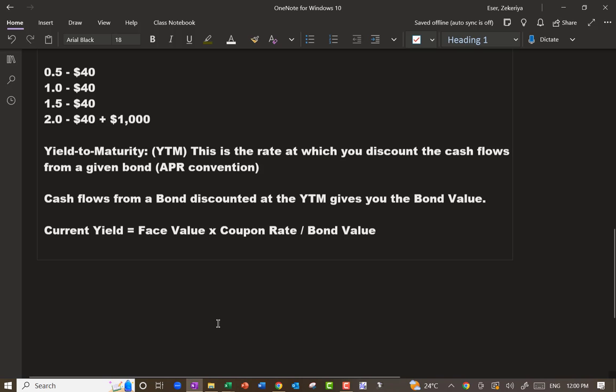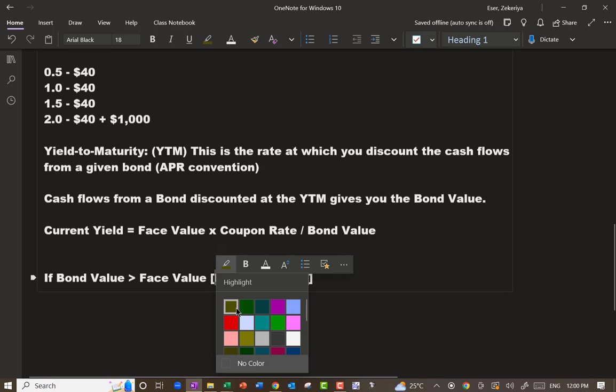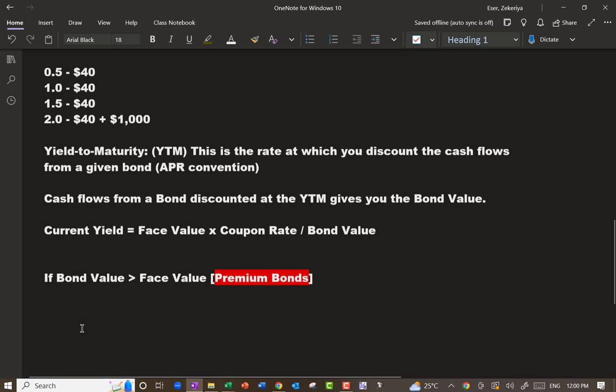Now, you should keep in mind there is the following relationship. If coupon rate is greater than yield to maturity, or if bond value is greater than face value, these bonds are known as premium bonds. But the fact that we call them premium should not necessarily connote something good about them. The reason they're premium is because coupon rate is above the yield to maturity. Okay? For premium bonds, you have yield to maturity less than current yield, which is less than coupon rate.